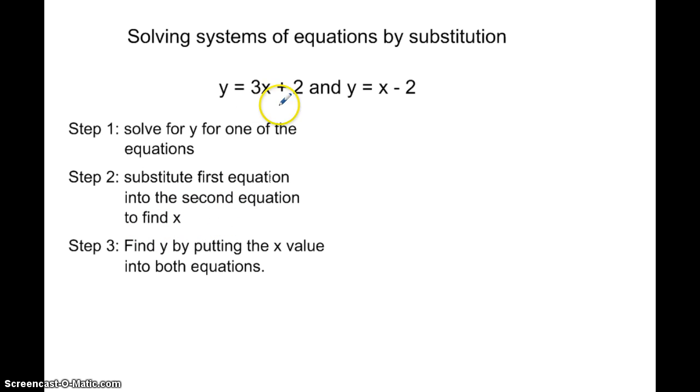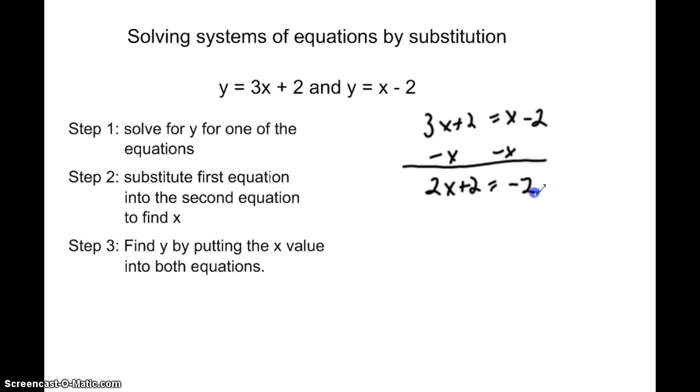So let's take y equals x minus 2, and what we're going to say is that this y is going to be equal to 3x plus 2. So let's erase this y, and we'll write 3x plus 2. Now we'll solve for x. So we'll subtract x on both sides. That leaves us with 2x plus 2 equals negative 2.